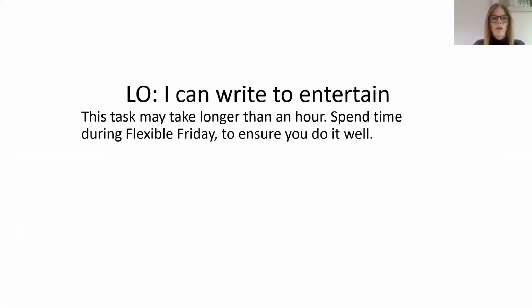And I've put a note on there just to let you know that this task may take a little bit longer than the hour that we would normally give you in an English lesson. That's not a problem. I don't want you to rush. You can use as much time as you want on Flexible Friday tomorrow to complete this task and do it to your best ability. So don't rush through it if it does take you more than the hour. Right, let's have a look at what you need to do then.